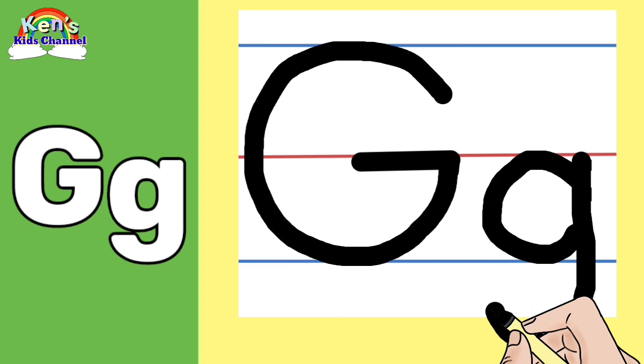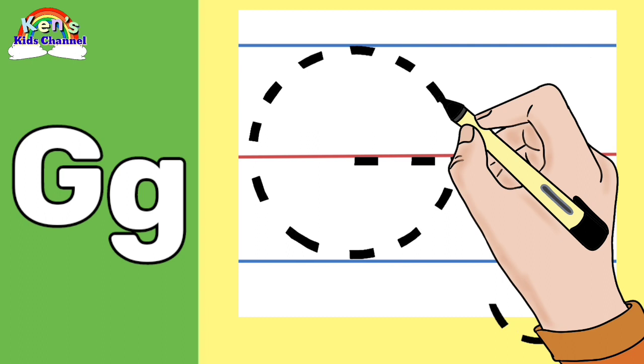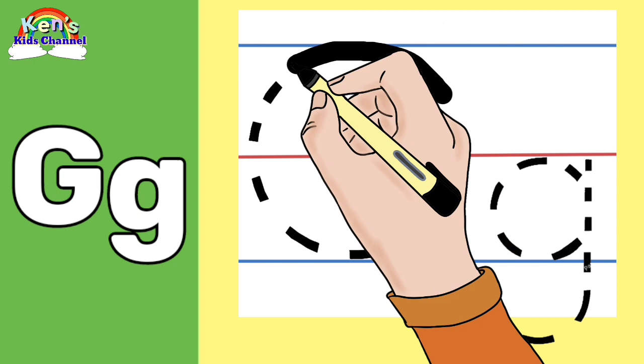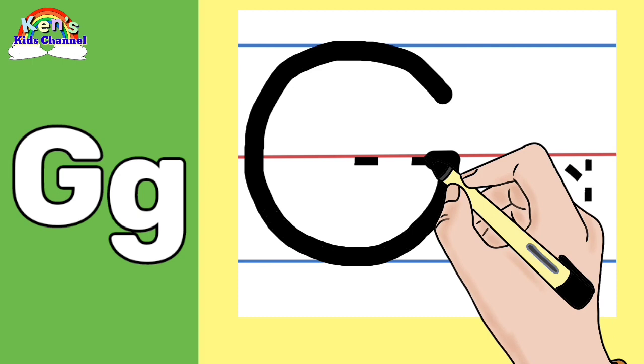Let's do it again. Now we begin with the mommy letter G. Let's make a big curve. Start below the top blue line. Make a big curve up to the top blue line. Then swing down to the bottom blue line. And go up to the middle red line. Then make a sleeping line on the middle red line.